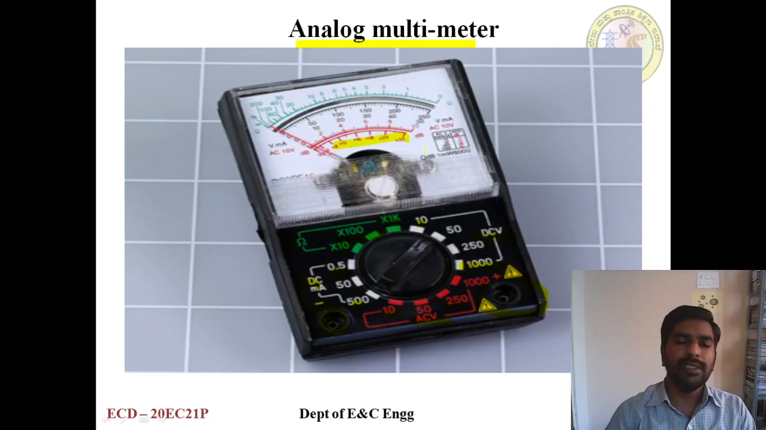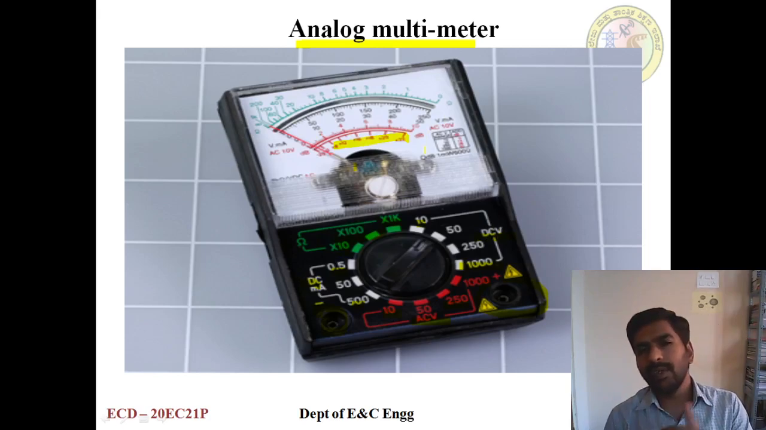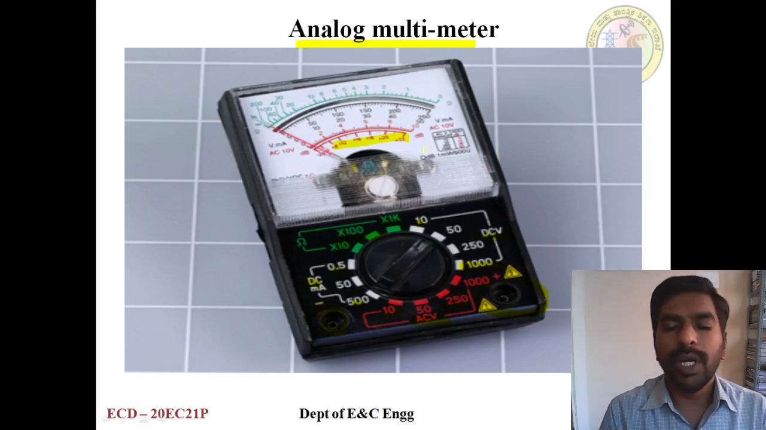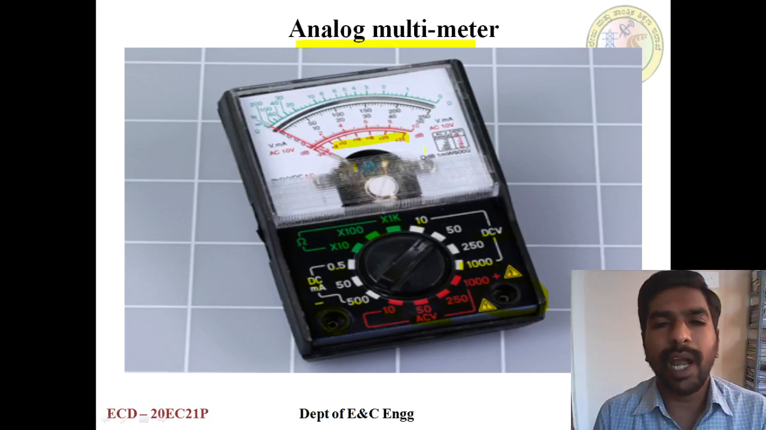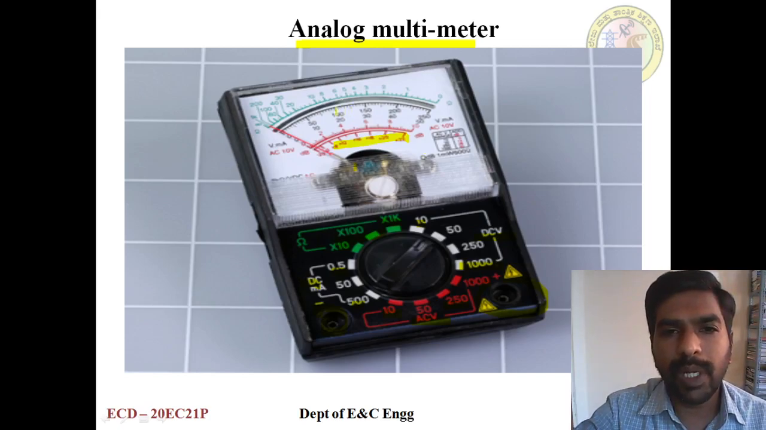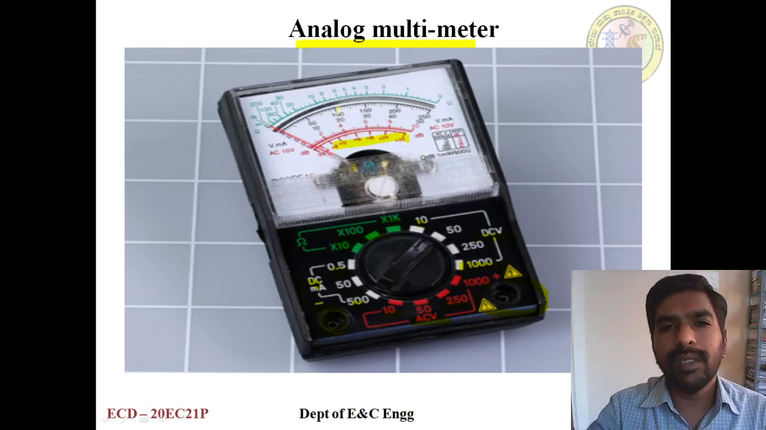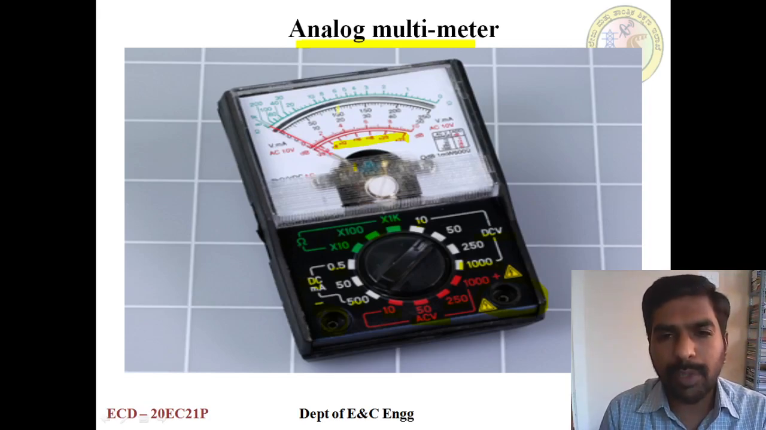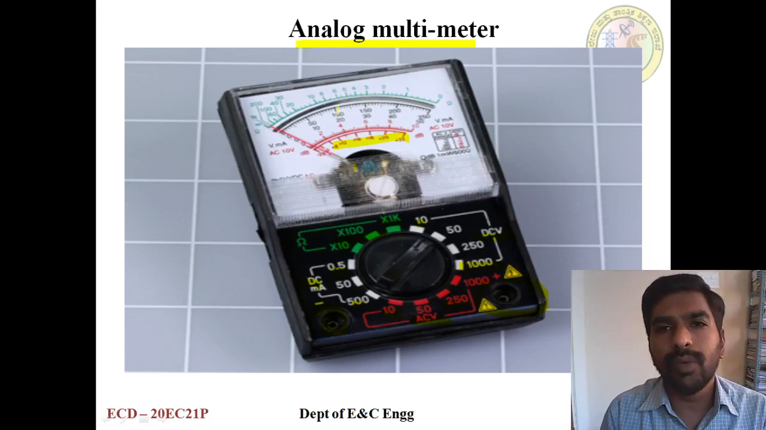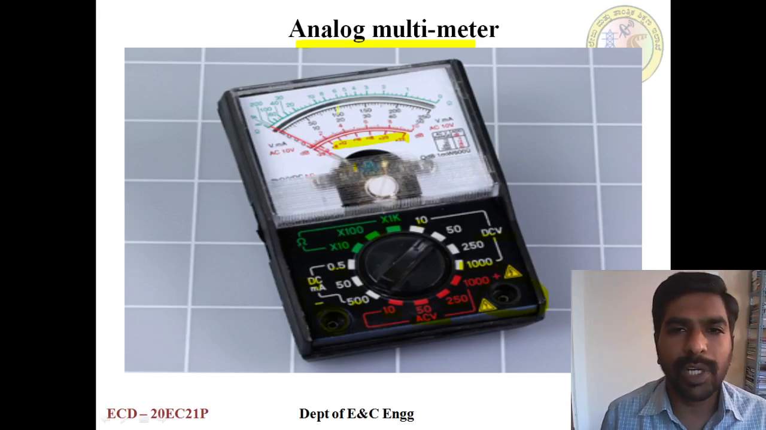So what is the drawback of using the analog multimeter? We are not able to read the accurate result. The needle may be deflected somewhere between 100 and 110. It's highly impossible to predict whether it's 101 or 102. That is the problem. The accurate result cannot be obtained in an analog multimeter.